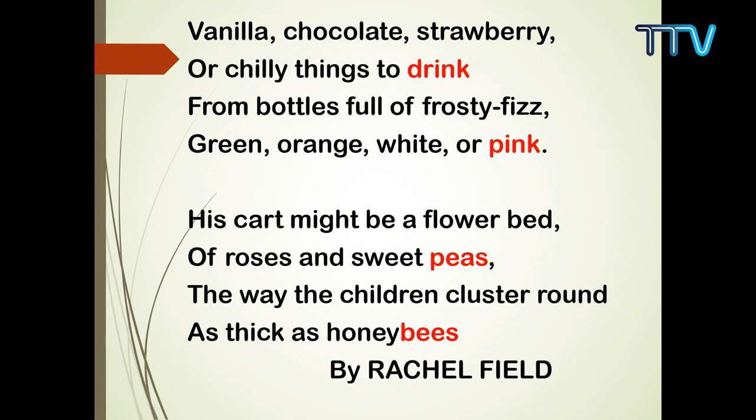His cart might be a flower bed of roses and sweet peas, the way the children cluster round as thick as honey bees. So, you can see peas and bees rhyme. Okay. And then you can see there is a space, a gap, between the 2 stanzas, right. So, looking at this you can identify, okay, you can say that, oh, this is a piece of poetry and not a prose and not a drama. Okay. Let us look at another sample.